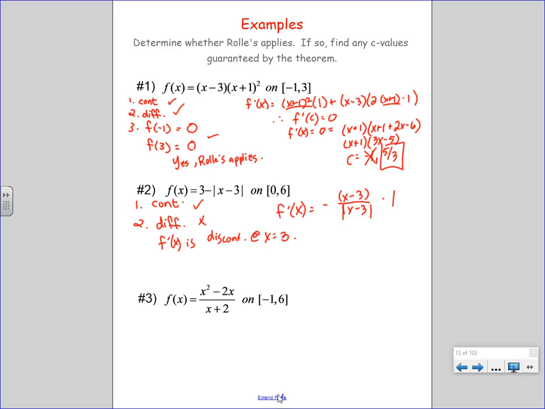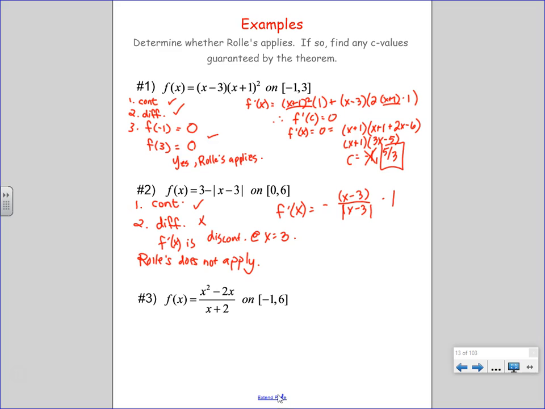Does that make sense? So for number 1, look at F. For number 2, look at F prime, the derivative. So do I even have to worry about showing how Rolle's applies? No, because Rolle's does not apply. So I do not have to show anything guaranteed by the theorem that doesn't apply to this function. I'm done. Done, done, done.